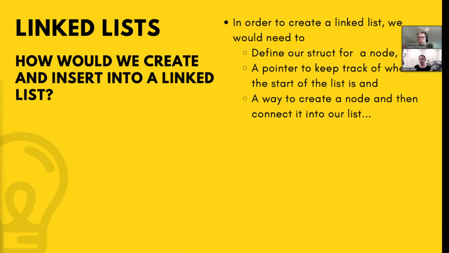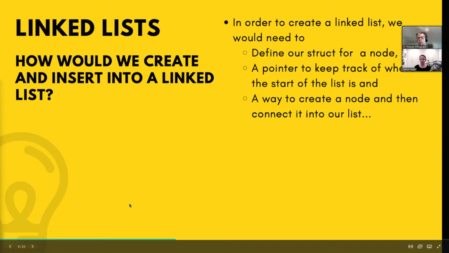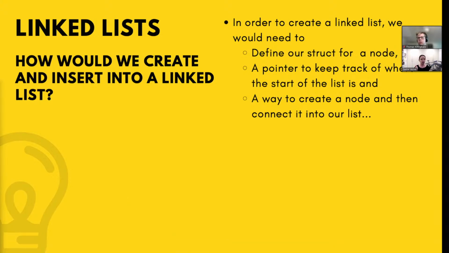All right, so in order to create a linked list, we need to define the struct for the node. So you need to tell me what is in your node. You need to have a pointer to keep track of where the start of the list is. So I need to know where that head of the list is. And also if you are interested, sometimes the end of the list is called a tail. Computing people are always super creative with names. So we've got the head and the tail. And then we also want a way to create that node and connect it into our list. So I'll go through it in images first, and then we will do some code for it.